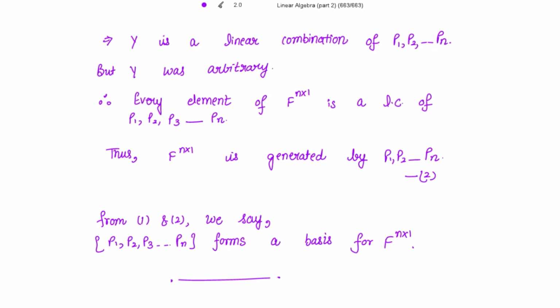So from 1 and 2 I can say that because P1, P2, Pn are linearly independent, and we have proved that these are also the generators of F^(n by 1), these P1, P2, P3, Pn form a basis for F^(n by 1) column matrices, right?